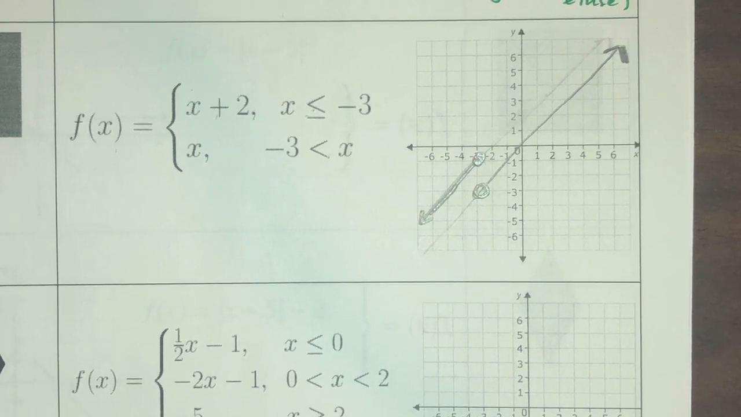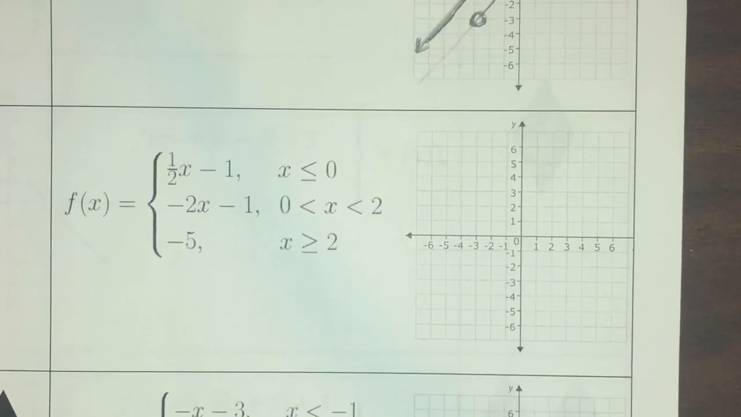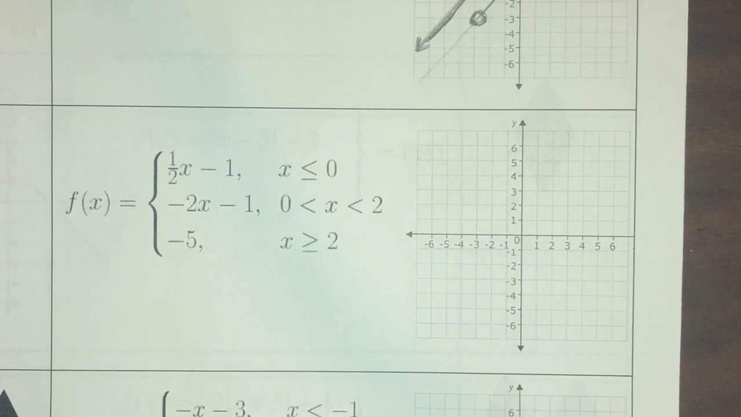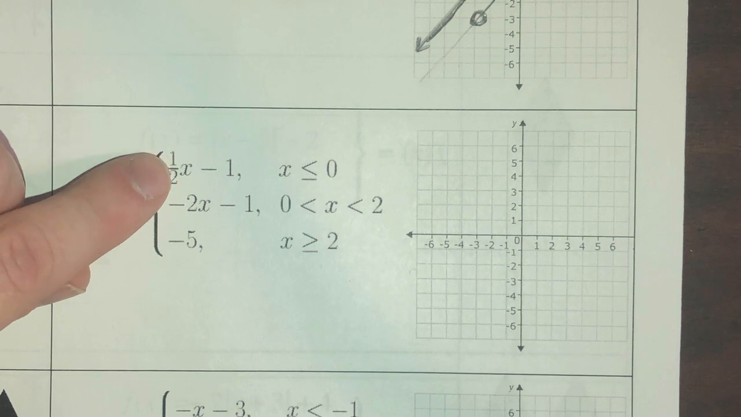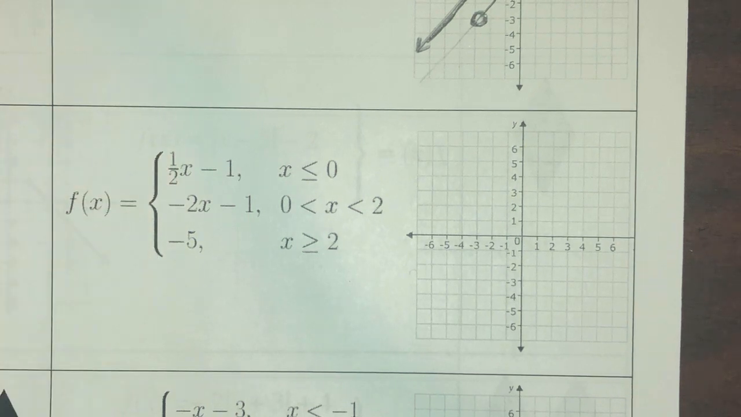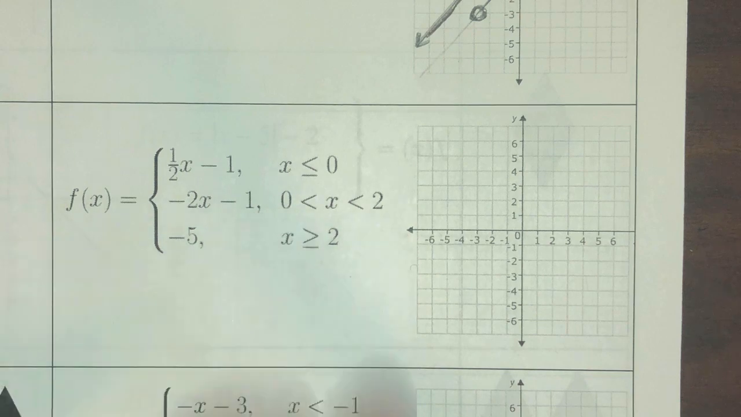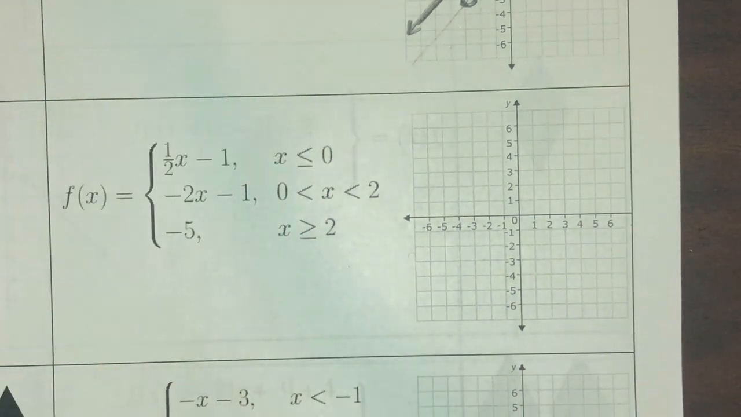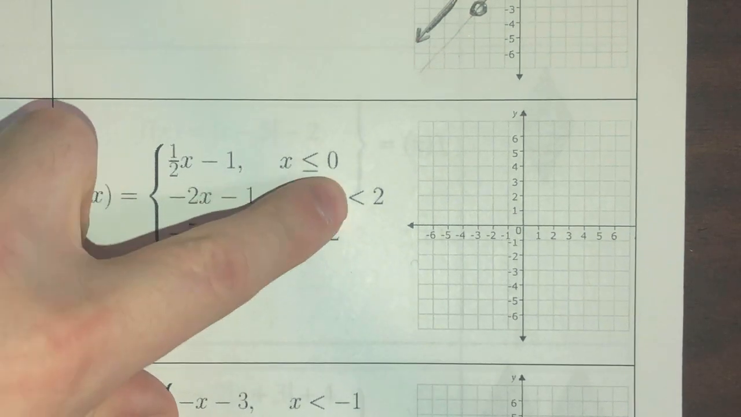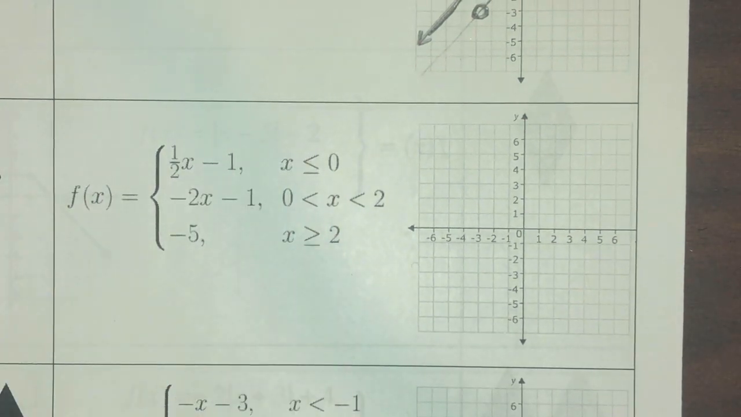Okay, now I'm going on to my second one. f of x is 1/2 x minus 1 when x is less than or equal to 0, negative 2x minus 1 when x is between 0 and 2, and negative 5 when x is more than or equal to 2. So this is a line, or array, a line segment, array. When there's two endpoints, right? Think about it like this. An array has one endpoint. This has one endpoint, 0. A line segment has two endpoints. An array, one endpoint.